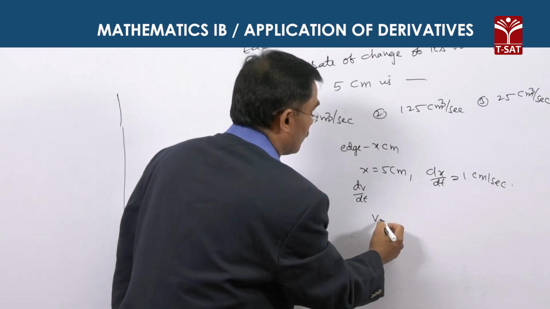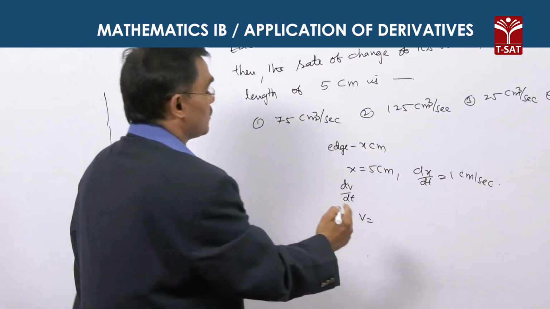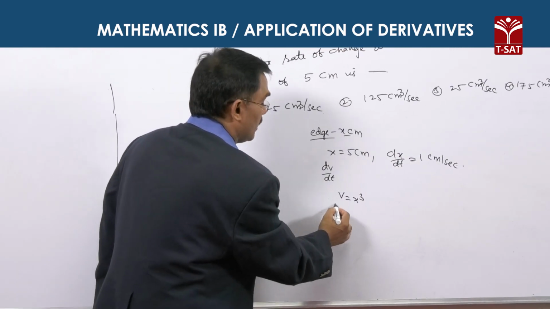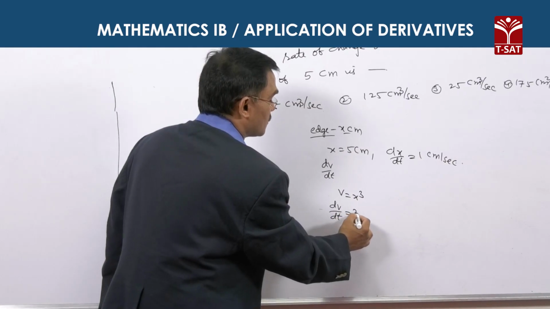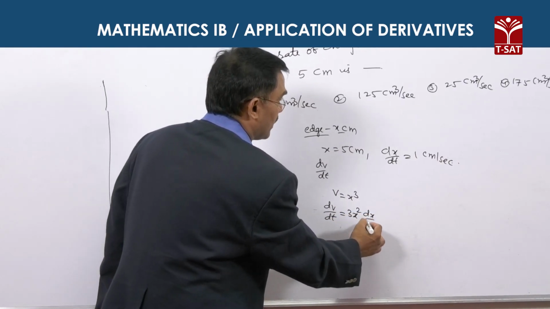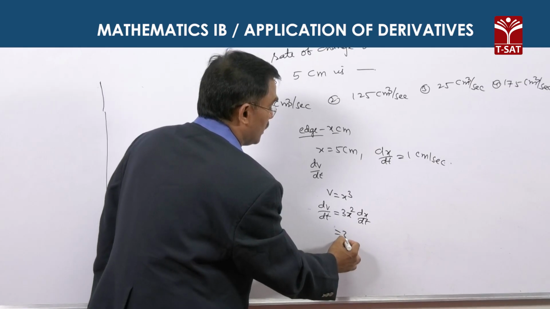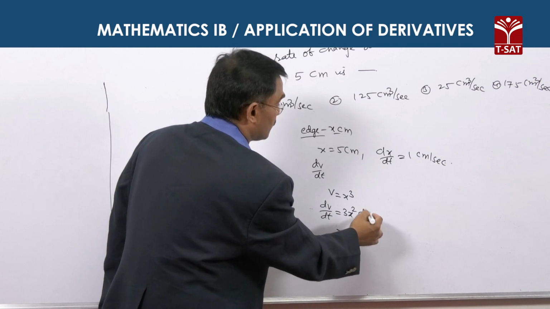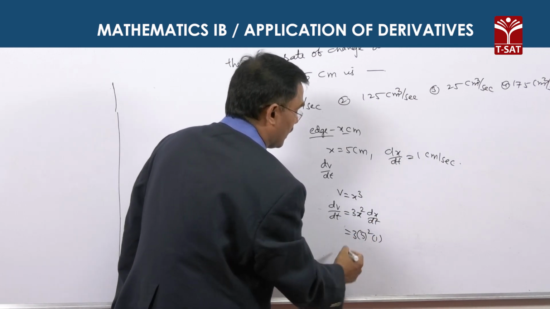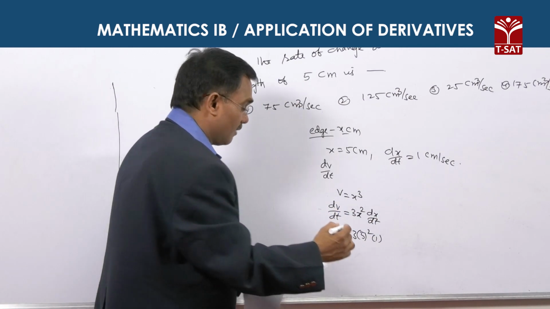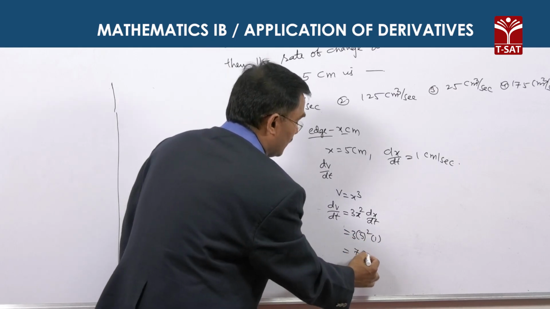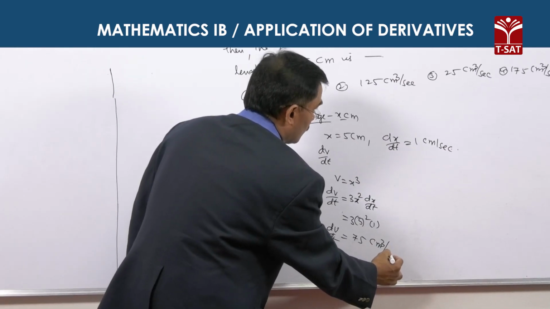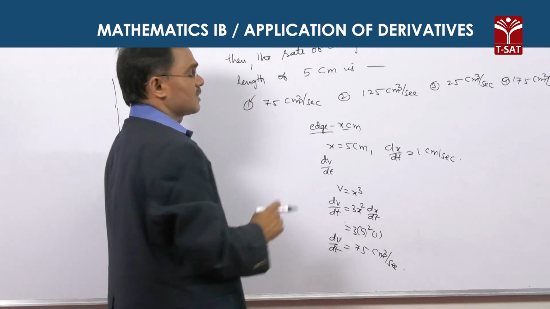Since the volume of the cube V is equal to x cube, where each edge is x centimeters, the rate of change in volume dV by dt is equal to 3x square into dx by dt. So it is 3 into the edge length 5 square into the rate of change in the length, which is 1. Simplifying, the value is 75, so the rate of change of volume dV by dt is equal to 75 centimeter cube per second. This is the first answer.